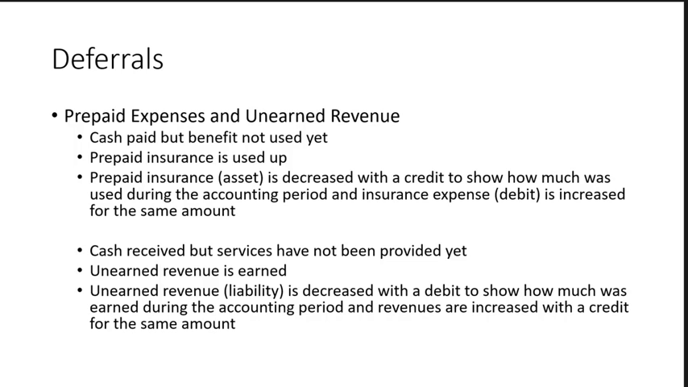Cash received but have not provided services, that's unearned revenue we learned earlier. But over time, we earn that, right? So when you first receive the money, you debit cash and you credit unearned revenue, a liability. When you actually provide the services, you're going to debit the liability, decrease. And you're going to increase revenue with a credit by the same amount.